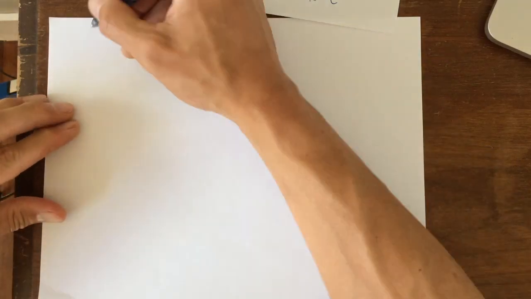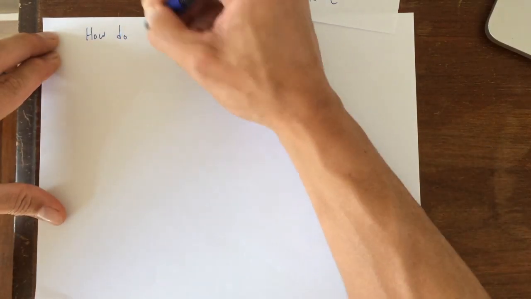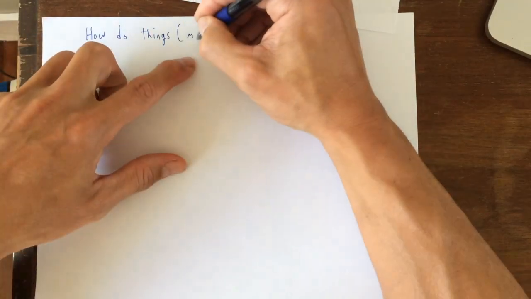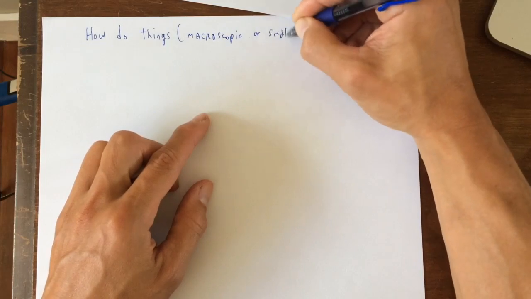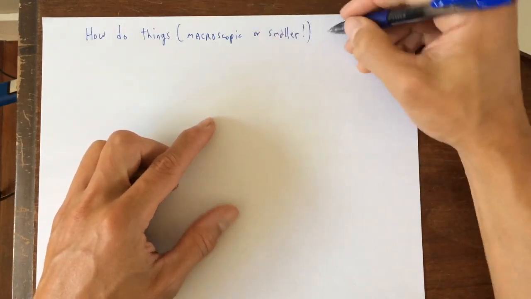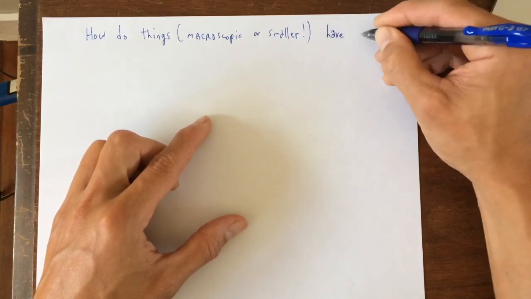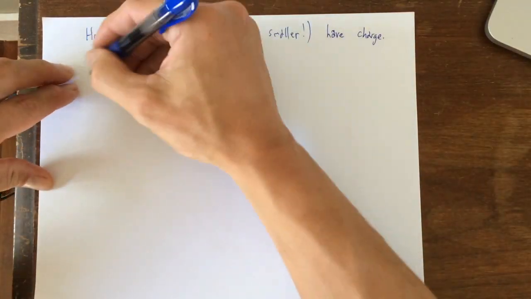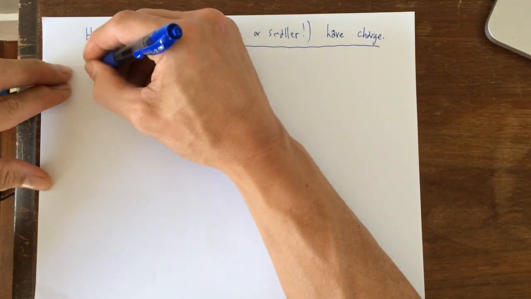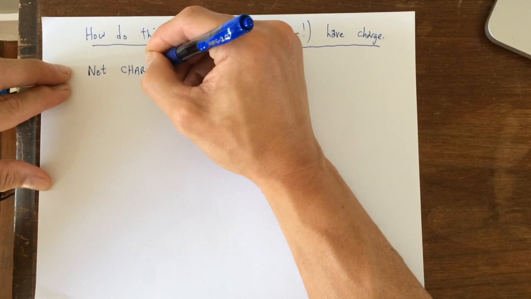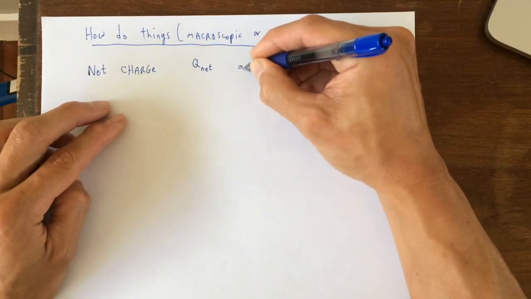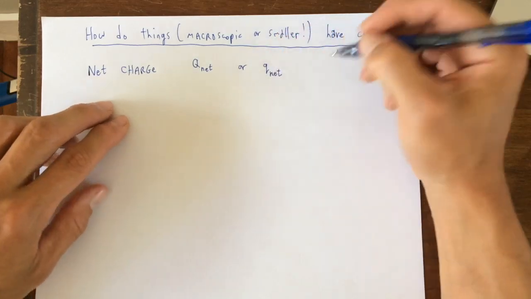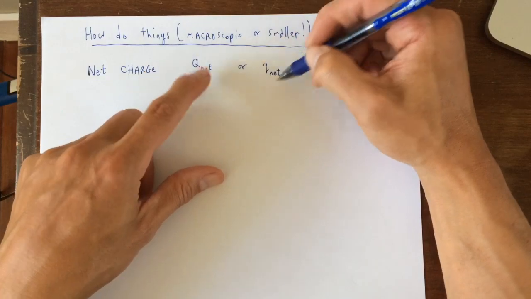Right, so next topic in this very first lecture is how do things, and I'm talking about macroscopic now, but they could also be small, right? So how do things have charge? And the concept that I need to introduce you to is net charge. So the net charge of an object I'm going to call, say, Q net, or sometimes just lowercase q net. It doesn't really matter. You'll see both of these symbols in your homework, and you'll see me use both of those symbols.